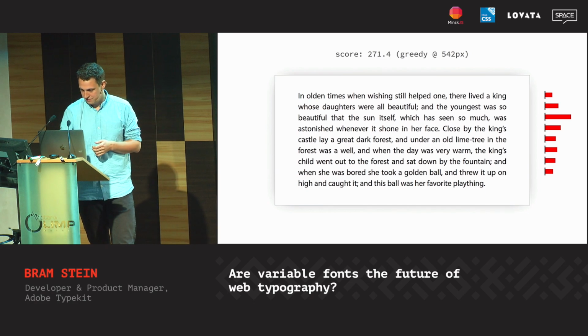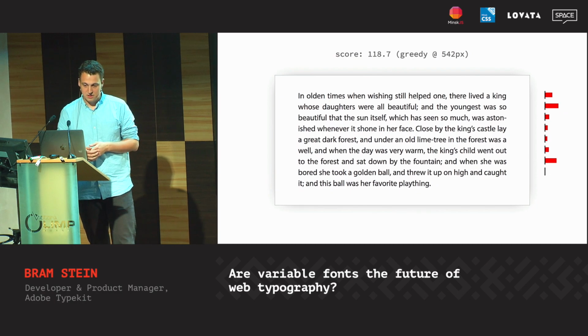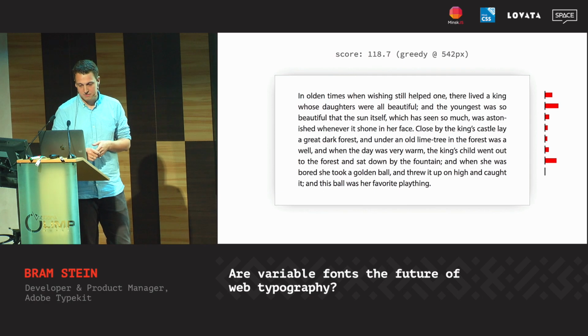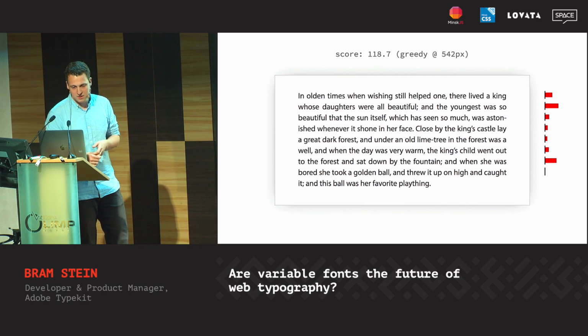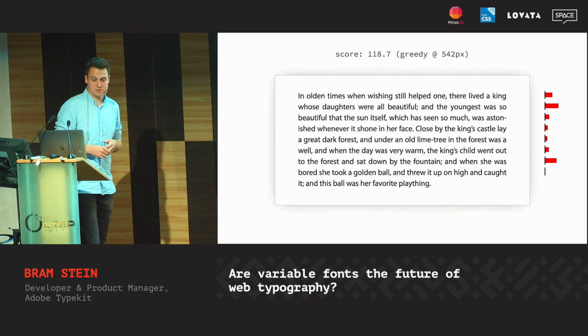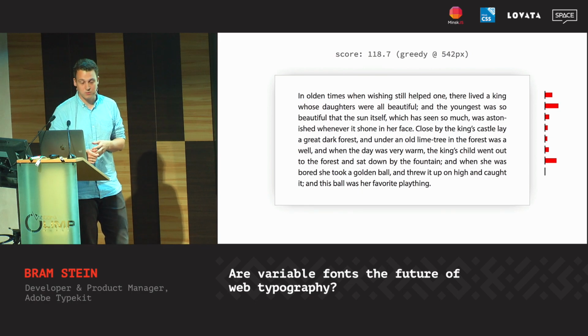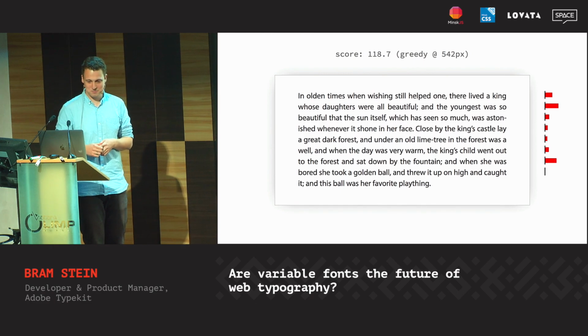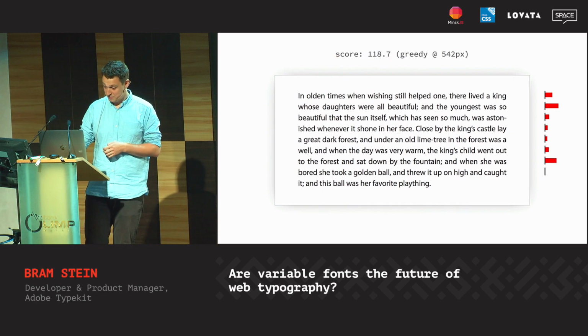So this is before hyphenation, and this is after. It could only hyphenate one word in this paragraph, the word astonished, but it already improved the score a lot. It actually went down by more than half, which is really good. And this, unfortunately, is the best typesetting you can get in browsers. But it's possible to do better, actually.